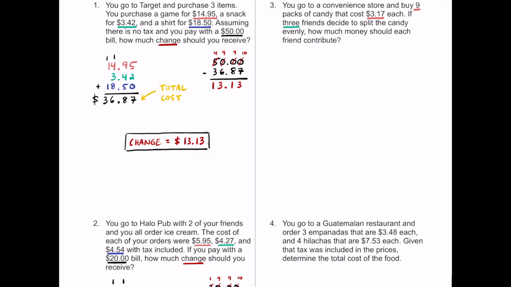So we're buying a bunch of candy here. For the total cost of the candy, what we're going to have to do is take this $3.17, that's for 1 pack of candy, and multiply that by 9. We have 9 of these packs, and that's going to get us the total price of all of the candy, right? And then what are we going to do with that? Once we have the total price of the candy, we're going to split it 3 ways, because it says that the friends are going to be splitting the candy evenly, and they're splitting it 3 ways.